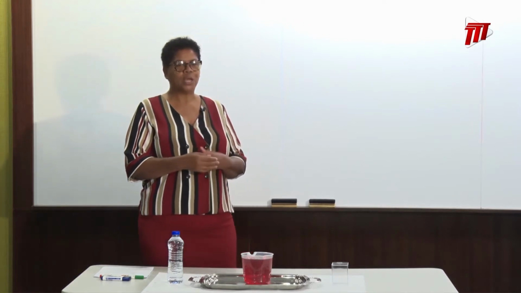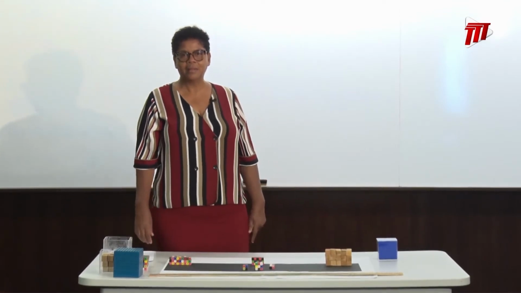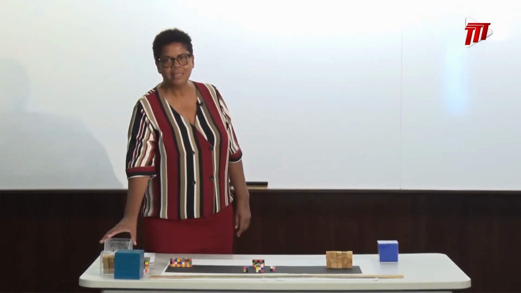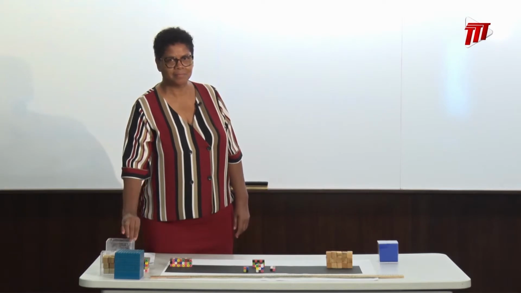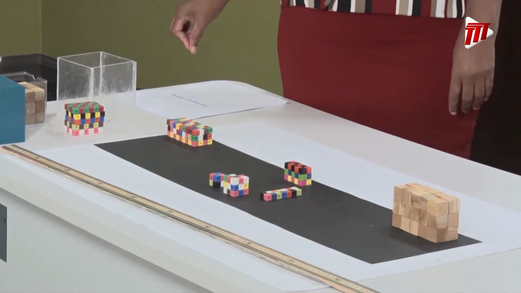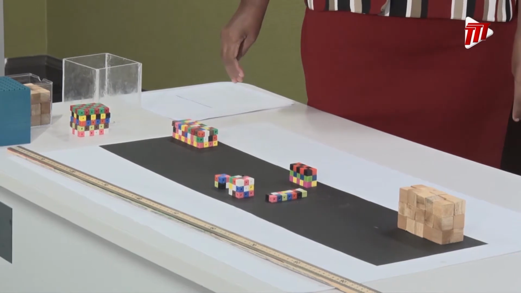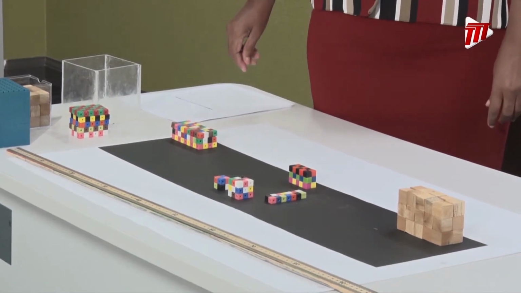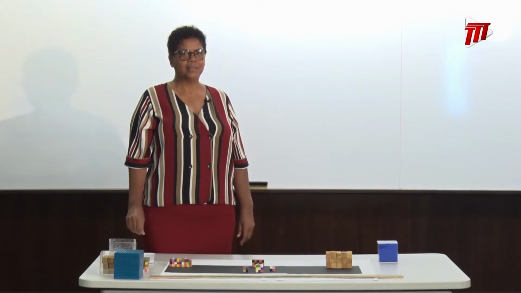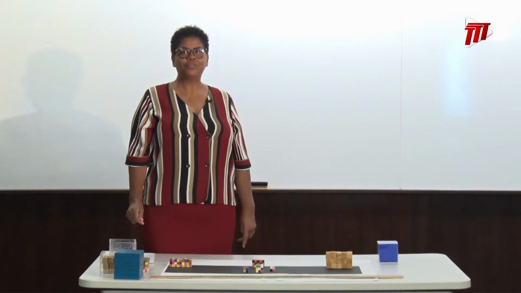Now we are going to go on and talk about volume. Here we have on the table some objects. Each one of these objects takes up space. Everything that takes up space has what we call a volume. These things take up space because they have 3 dimensions.